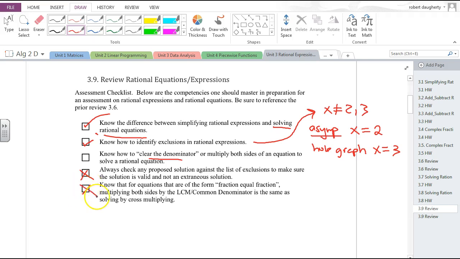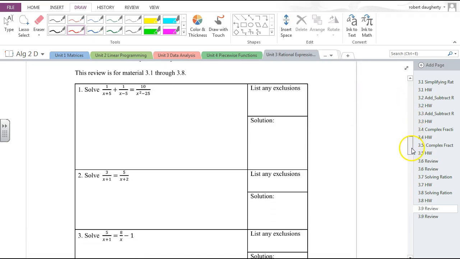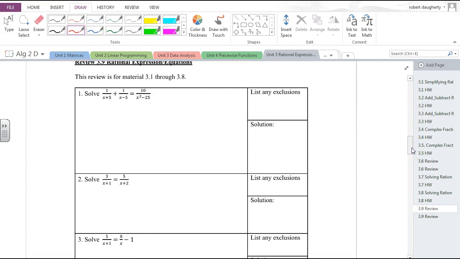And then we also know that when you have an equation that's a fraction equal to a fraction, you can do cross multiplying. It's the same thing as a common denominator. So let's take a look at this review. So the first one, I've got a rational equation that I need to solve. So we need to figure out what to do here.